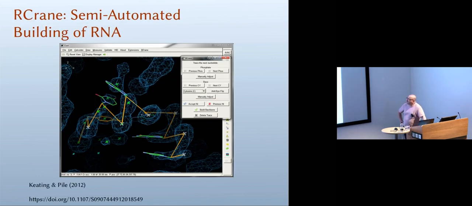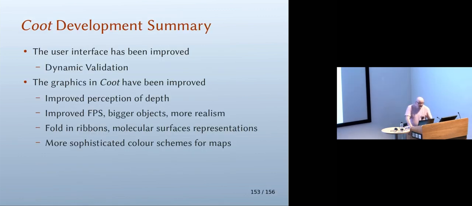There is a tool called rCrane that Kevin Keating and Anna-Marie Pyle wrote some time ago, and that was added as a module into Coot. It hasn't been ported to the new GUI and needs some love, but it used to work, and you may find it useful. All right. So the user interface of Coot has been improved, particularly the graphics and the ability to perceive depth, because we can now do more frames per second. The interactivity of the program has improved.